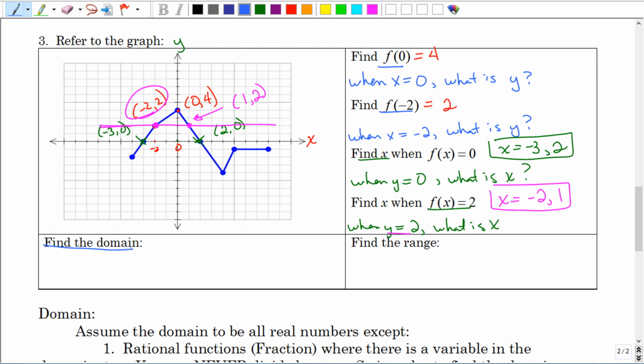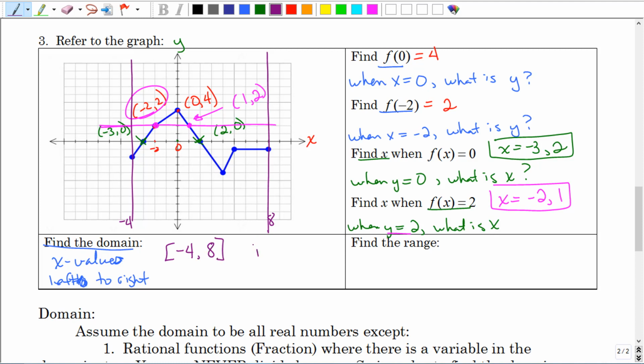Finding the domain. Remember, the domain are your x values, and you want to go from left to right. So what is your leftmost endpoint on this graph? Well, right here. So what is your x value? 1, 2, 3, negative 4. And the furthest right it goes is 1, 2, 3, 4, 5, 6, 7, 8. So our domain is negative 4 to 8.